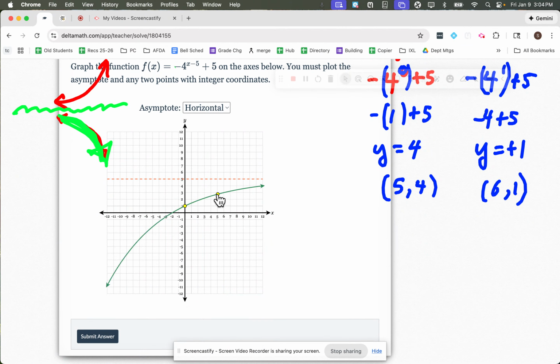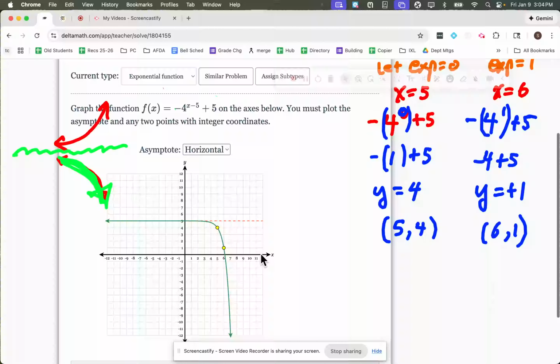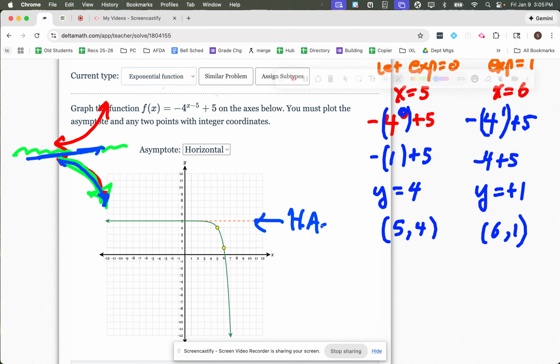(5, 4), and then (6, 1). So this does match, right? We were predicting a shape that would take us down, that was also below the horizontal asymptote. So I'm thinking this is right.